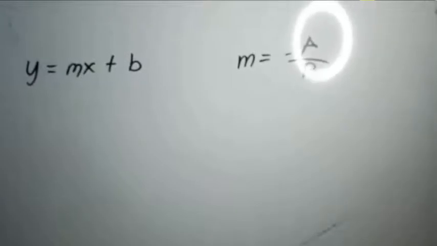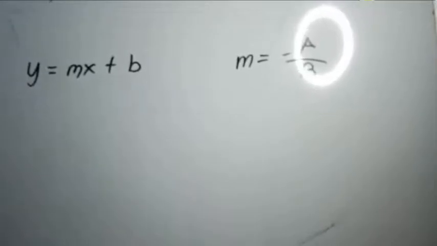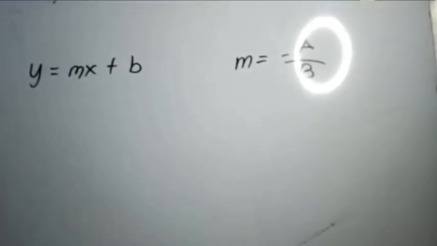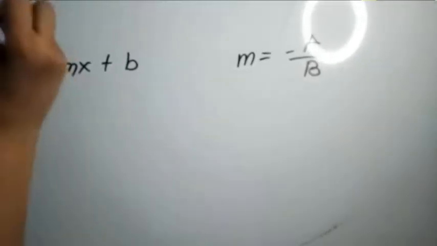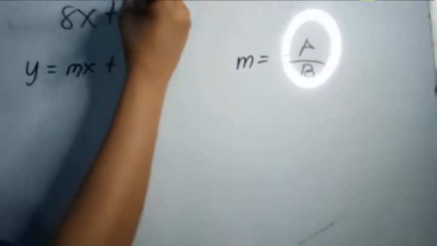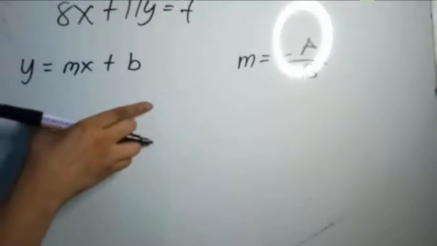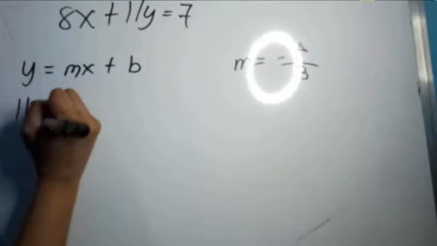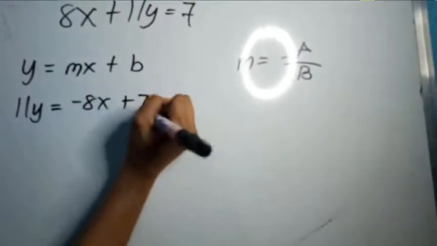just write the equation in standard form, then substitute the values of a and b in the given formula of the slope, m is equal to negative a over b. So let us find the slope of 8x plus 11y is equal to 7. First, let us use the first method. So rewrite: 11y is equal to negative 8x plus 7.